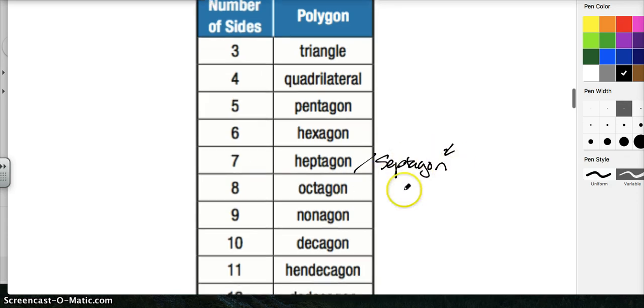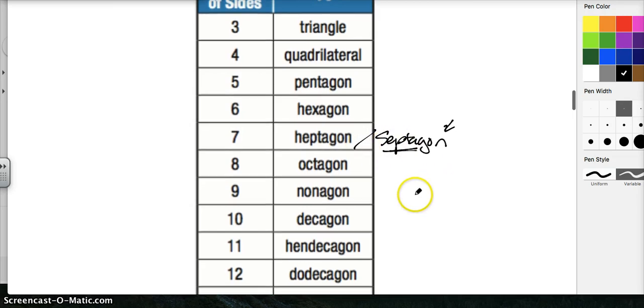This one's my favorite because I can make a joke about it, something about septa. Okay, nobody cares.